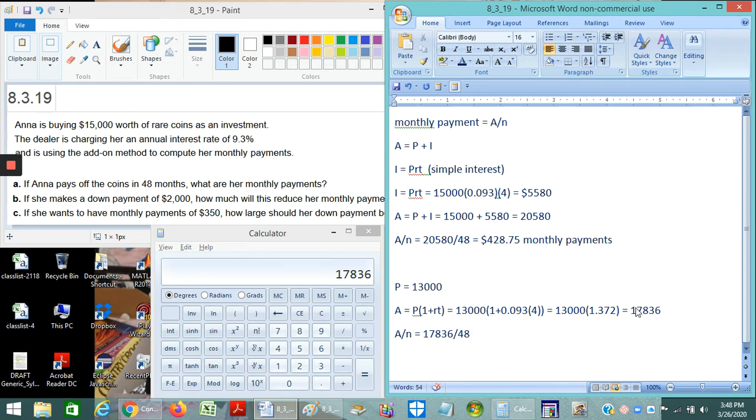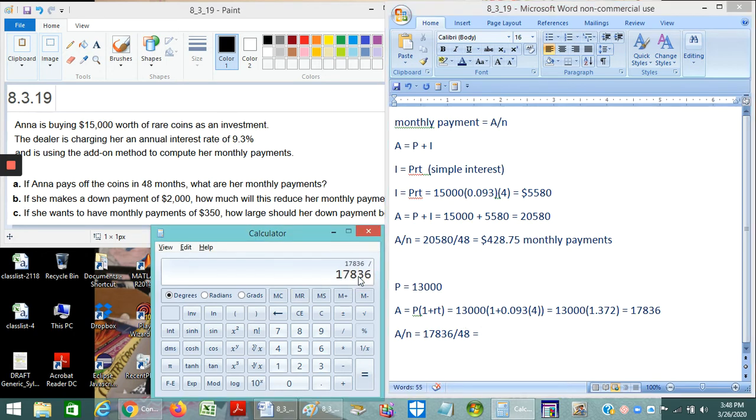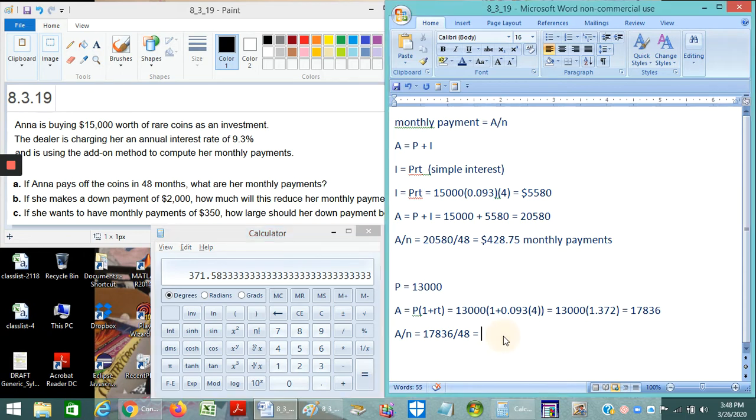So divide by 48, and now put this in our calculator, right? 17,836 divided by 48, and we get 371.583333, and we have to round. So we're going to round to 371 dollars and 58 cents to the nearest cent. This is her monthly payments.